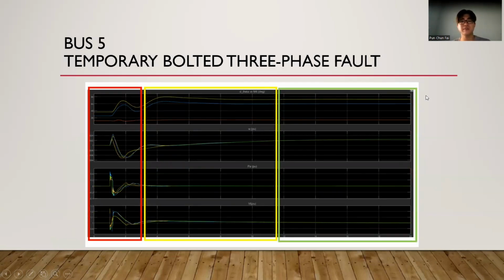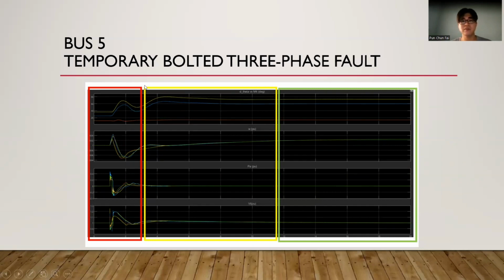For the temporary bolted 3-phase fault at bus 5, the unstable case is shown here in the red markings. Again, about 1 to 3 seconds, the system got out of balance, got out of equilibrium, and became unstable. And this happened after 1 second here, where the fault happened.